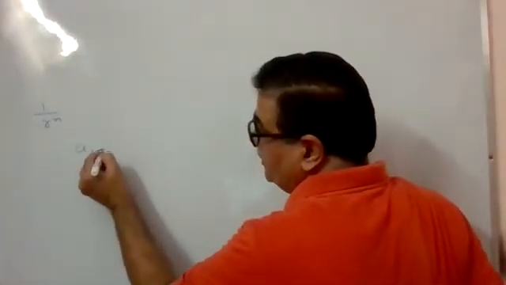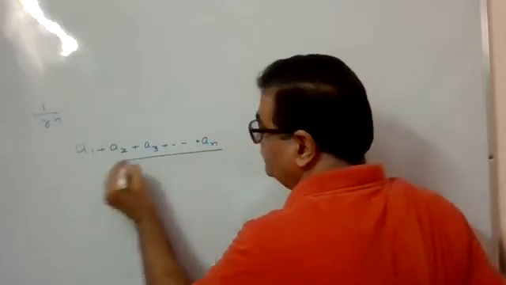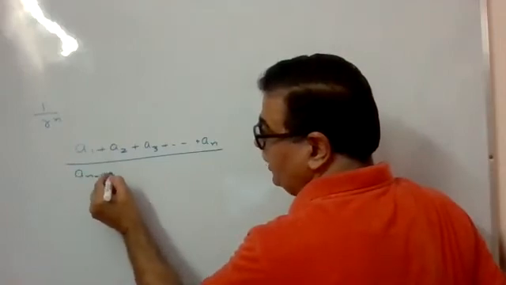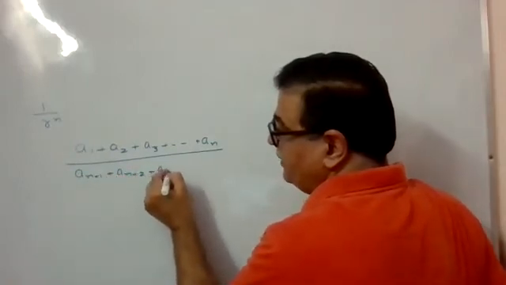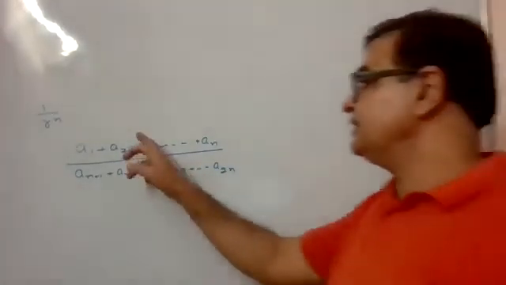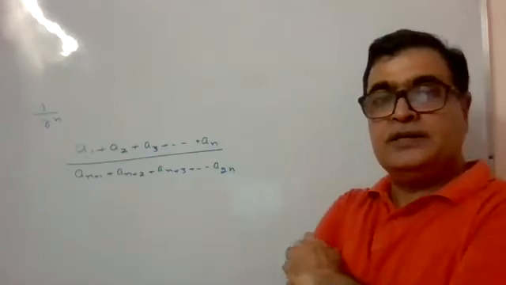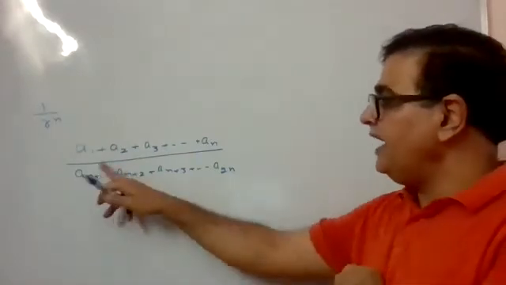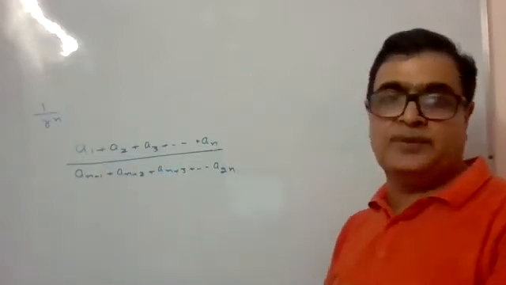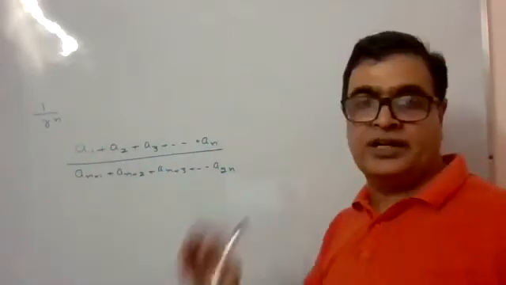First, it says the sum of the first n terms means a1 plus a2 plus a3 till an, right? Next, it says start with a(n+1), then a(n+2) till a(2n). I want this sum to be 1 by r power n. It's the same GP. The number of terms here will be n only. Here also it will be n. Again, from n plus 1 to 2n, there are again 2n total terms, and out of that n are here and n are here.